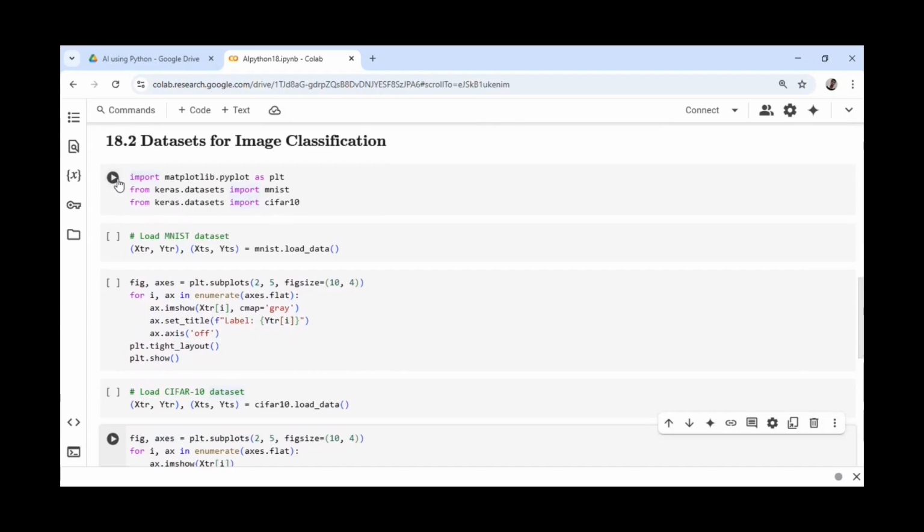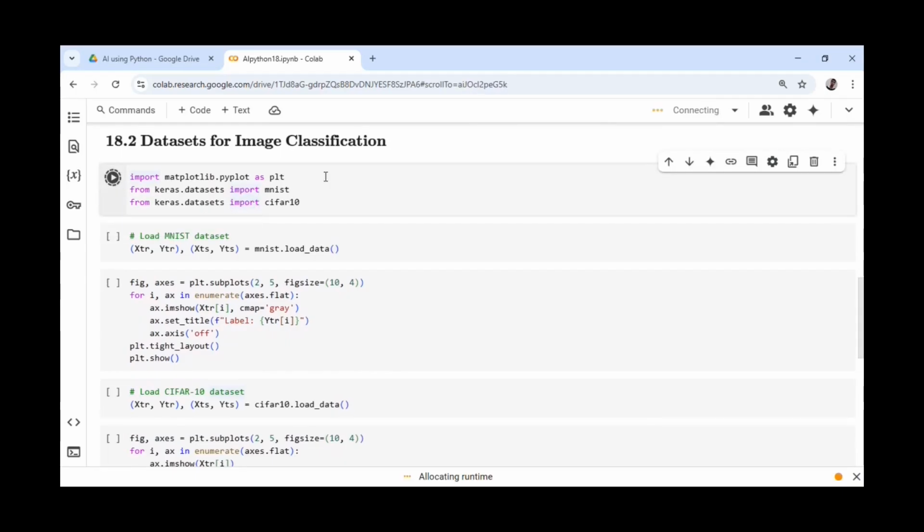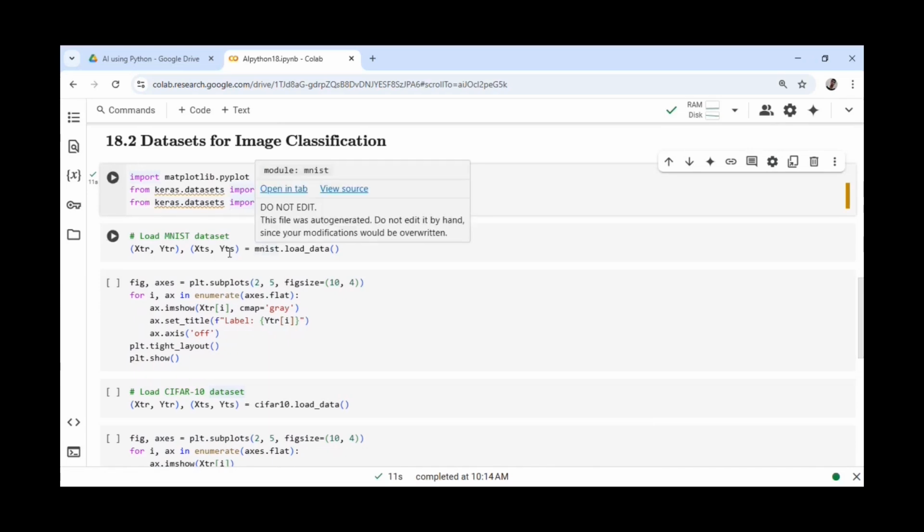Here, we will be seeing some popular data sets which are used for illustrating image classification algorithms. We will be considering two data sets. First is known as MNIST dataset, and second, we will be considering the CIFAR-10 dataset. Both of them are from the Keras library. First, we can load the MNIST dataset using this command.